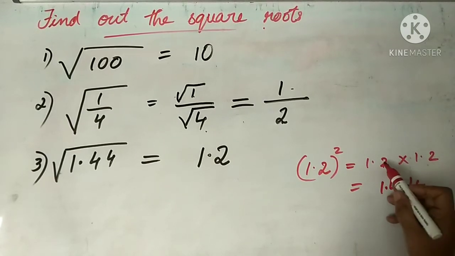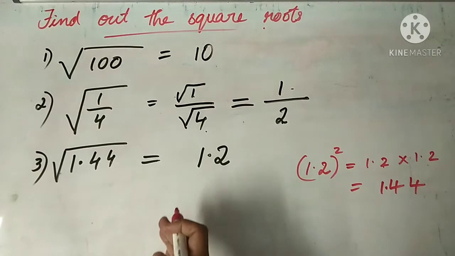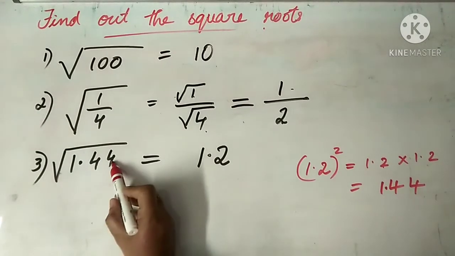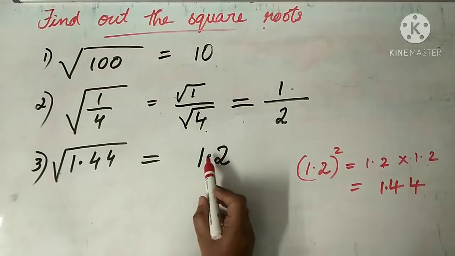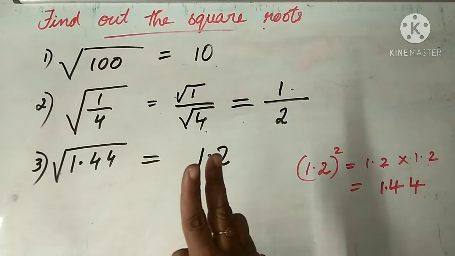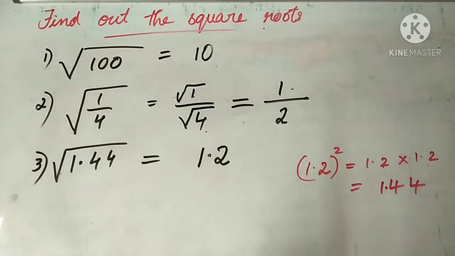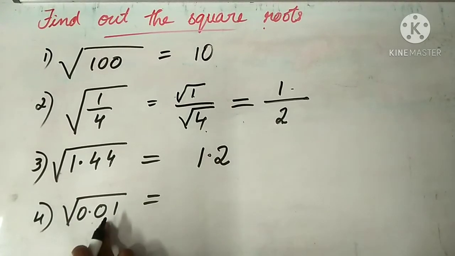So here we will see how many numbers are there after the decimal point. Here we have to take the half of it. If 2 numbers are there after the decimal point, you have to put the decimal point after one number. If there are 4 decimal places, you have to put the decimal point after 2 numbers. Okay? Fourth question, square root of 0.01.